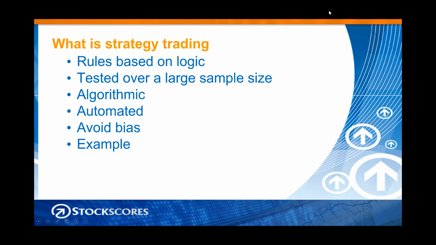What is strategy trading? It's basically trading on a set of rules that are based on logic. So buy when A, B, and C are met, sell when D, E, and F are met. Very strict logic, no human judgment. Now, the rules do require the human element. That's where you're doing your testing. And you test those rules over a large sample size.